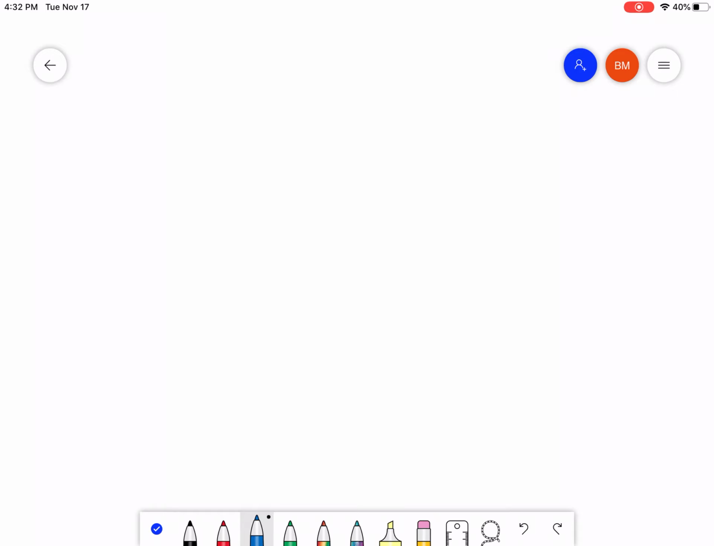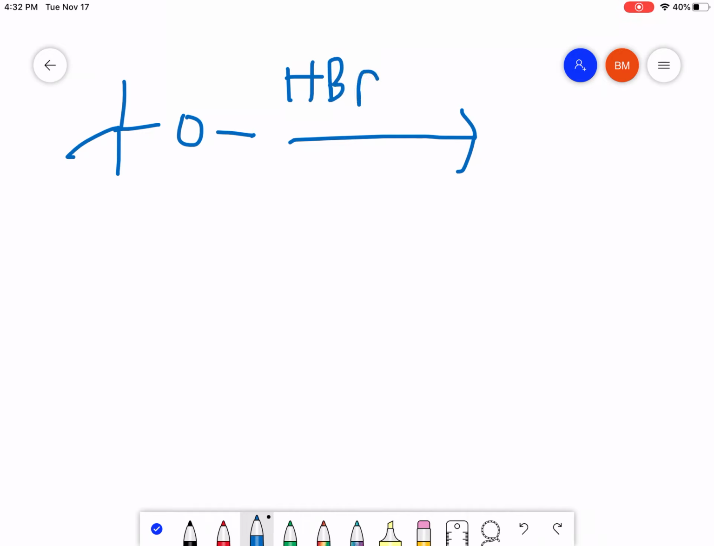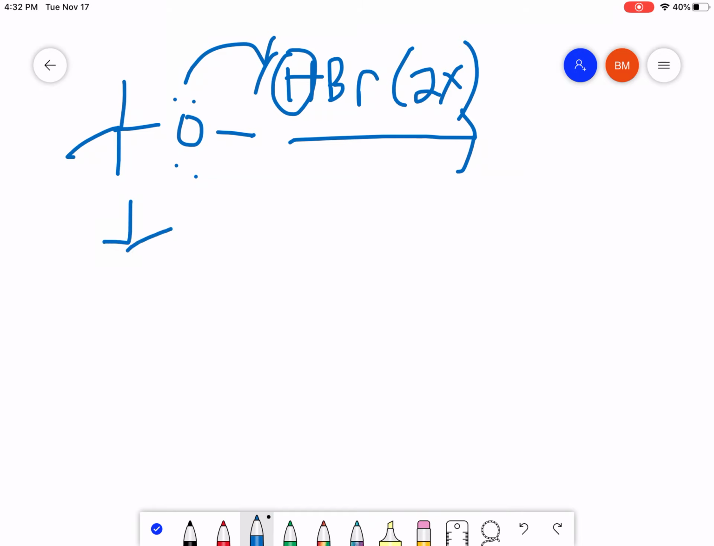Now, if we had something like this, though, let's say we had tert-butyl methyl ether. All right, and let's just use HBr. Okay, so this is going to start off the same way as the last time, right? We have to turn a bad leaving group into a good one, so we're going to protonate the oxygen.